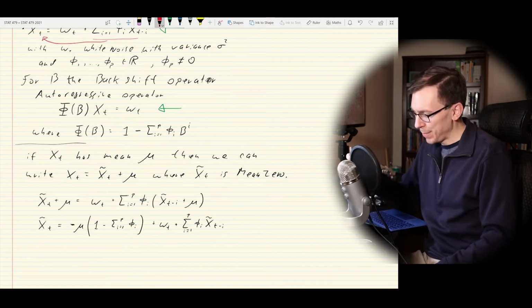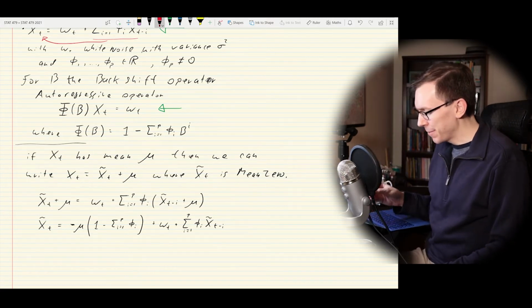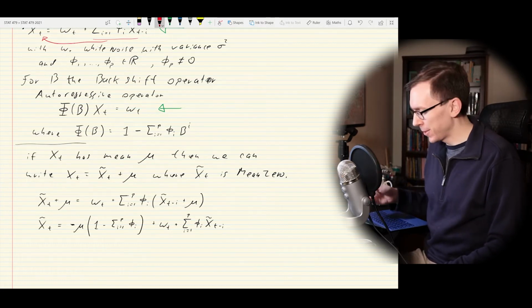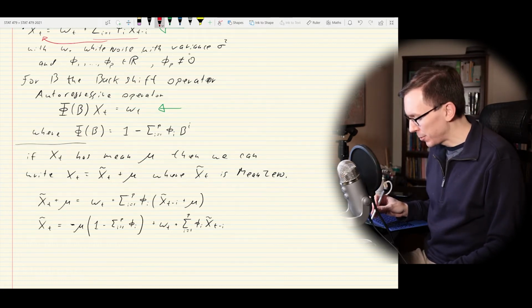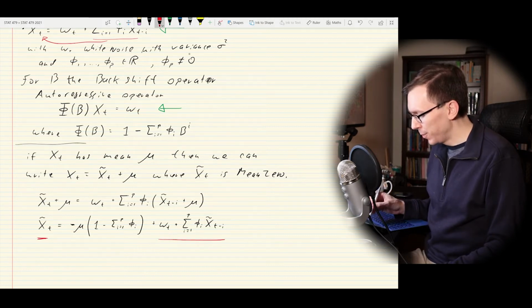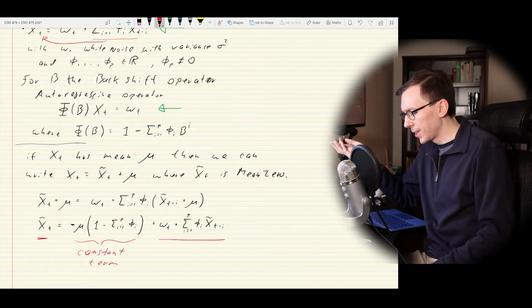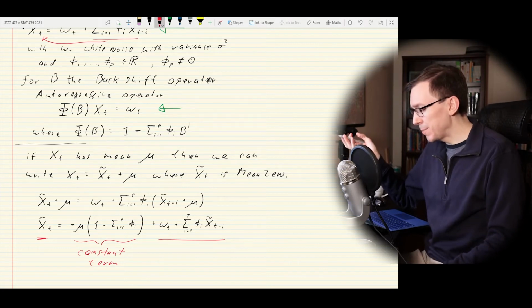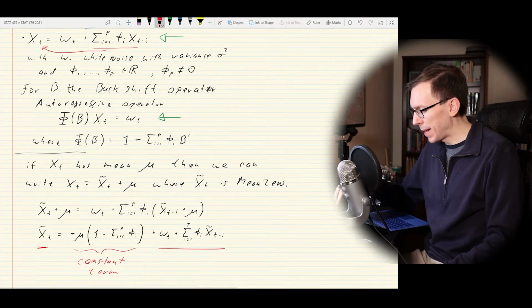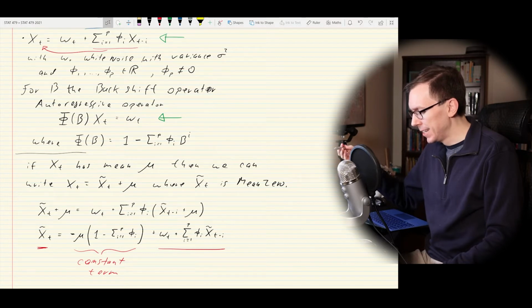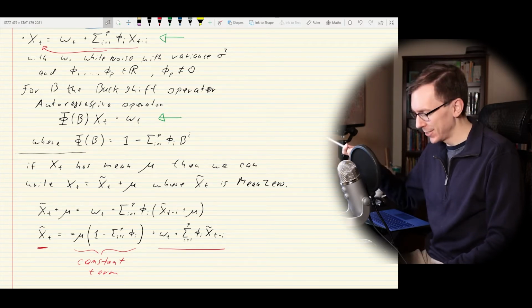Well, what we said is basically, if my xt does not have a zero mean, then it can be written in terms of a mean zero process with some extra constant added on. This is a constant term. And the other things underlined in red here is just going to be the same definition that's about to fall off the top of the screen here, just with x replaced with x tilde.